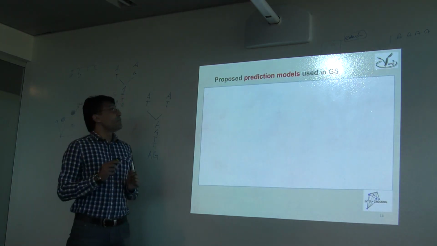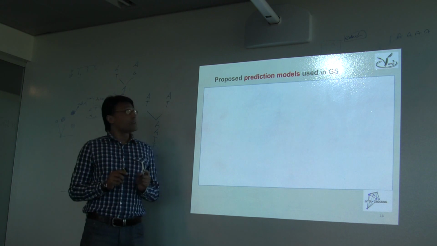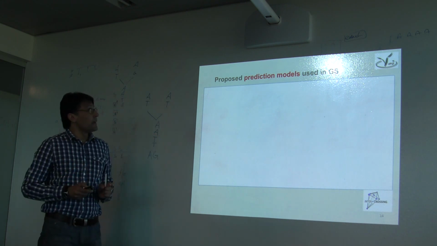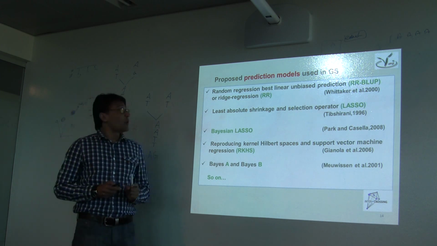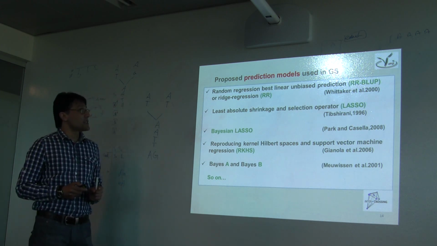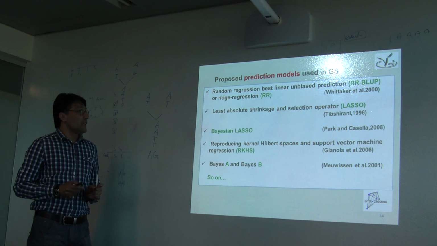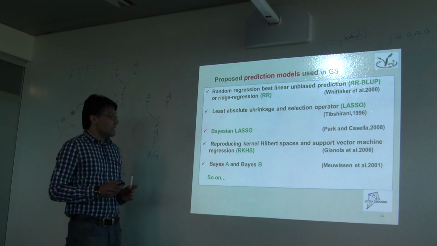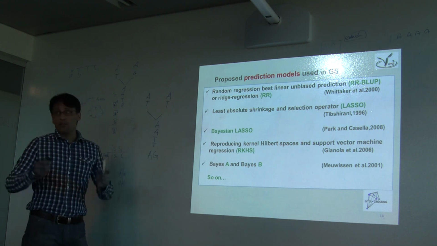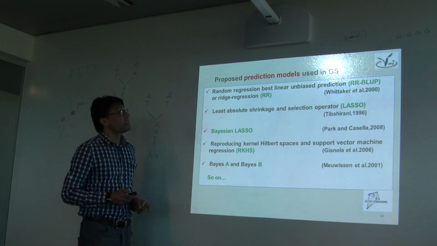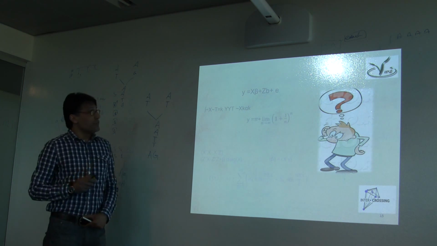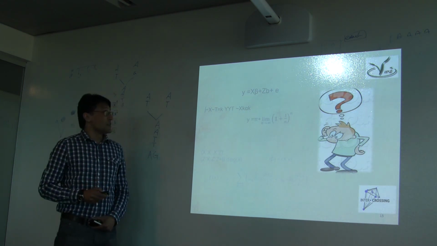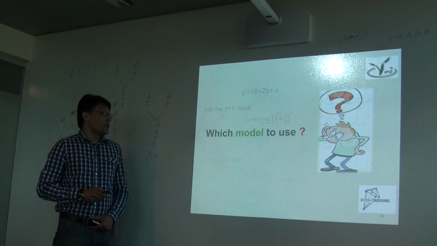Now coming to the statistical models used in genomic selection, there are different statistical models used in this area. RRBLUP, for example, Lasso, Bayesian Lasso, Bayes A, Bayes B, and so on really. I mean, there are quite a few actually. So I was really confused about which model to follow. And the question is, which model is to use?